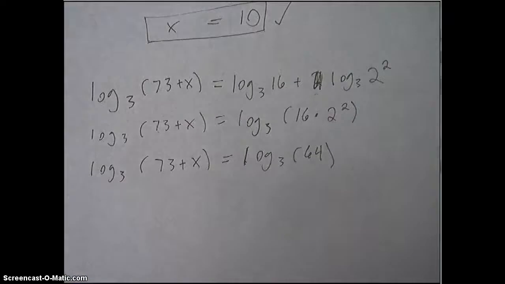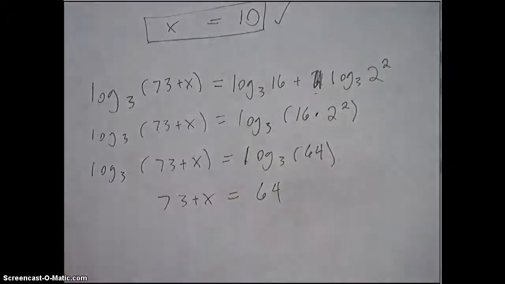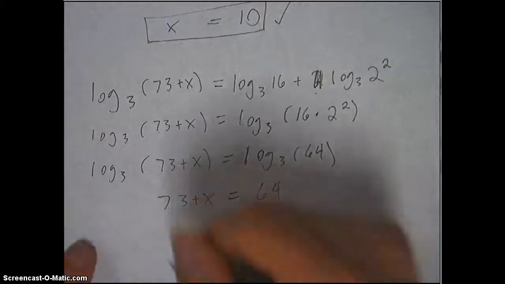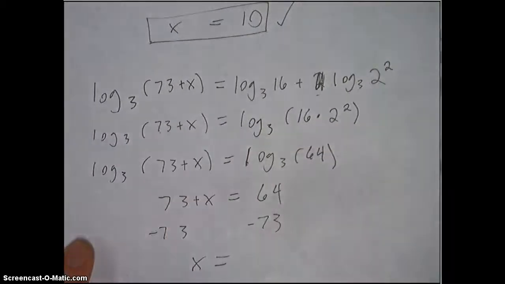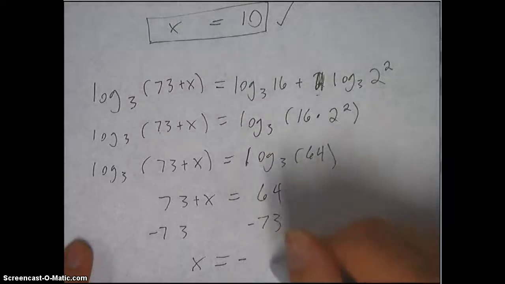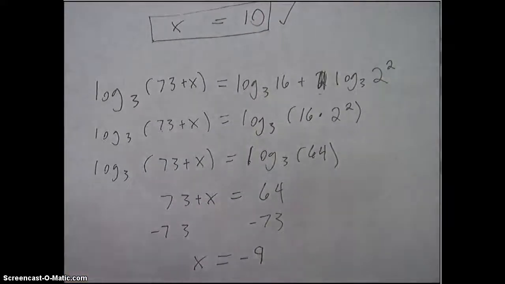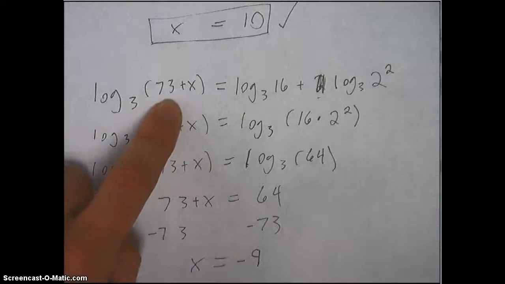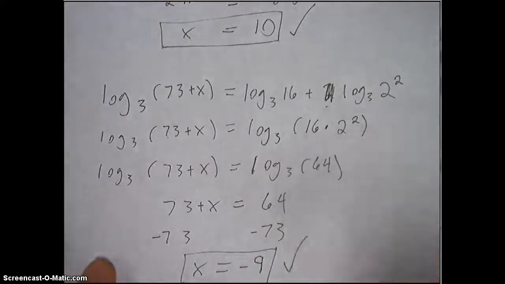And now I've got two logs with the same base, and I can set them equal to each other. So I've got 73 plus x equals 64. And to get the x by itself, you're going to want to subtract 73 from both sides, leaving you with x equals negative 9. Now, even though it's negative, it's still going to be okay, because when we plug that back up in here, 73 minus 9 is just 64. So that's a positive number. It's not negative, so it's okay.